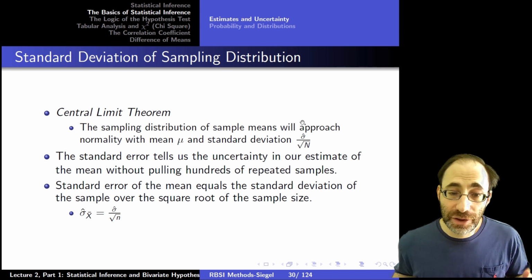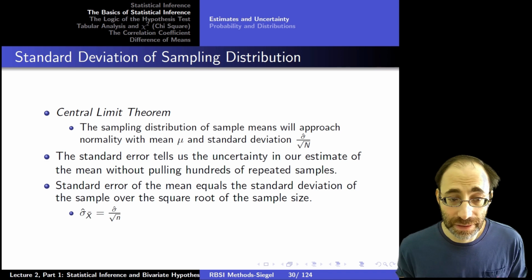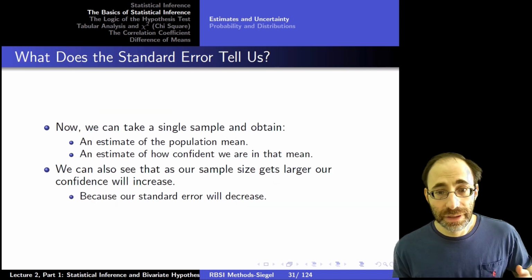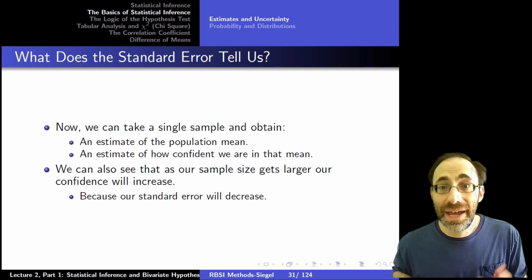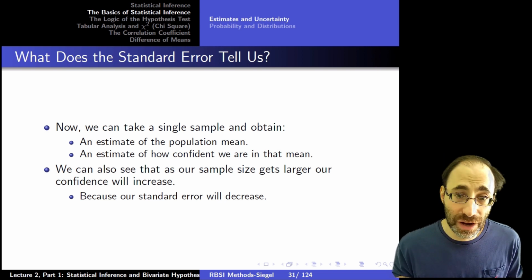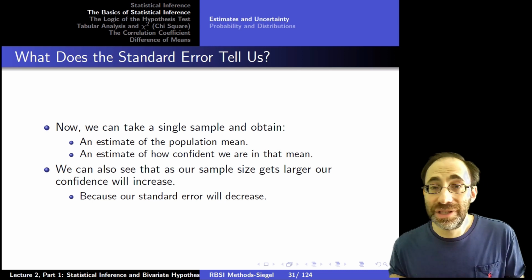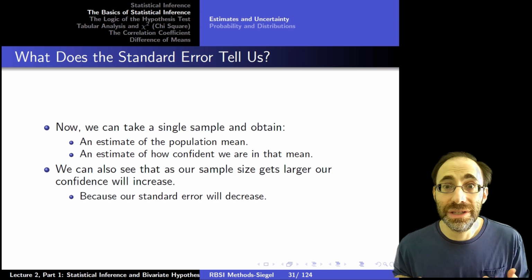And again, the standard error of the mean is this. The standard error of the mean equals the standard deviation of the sample over the square root of the sample size. So, the great part about this is we can take a single sample and get an estimate of the population mean and an estimate of how confident we are in that mean. And we can see that as our sample size gets larger, our confidence increases because our standard error decreases.